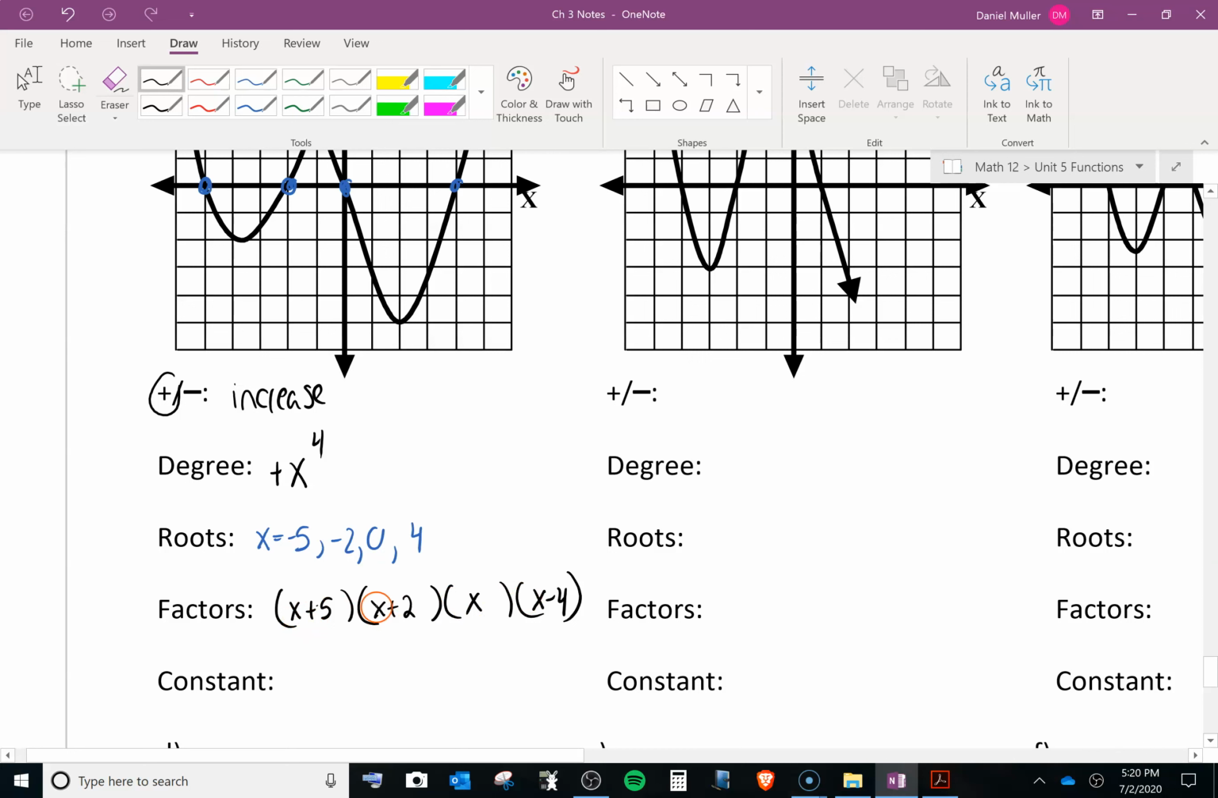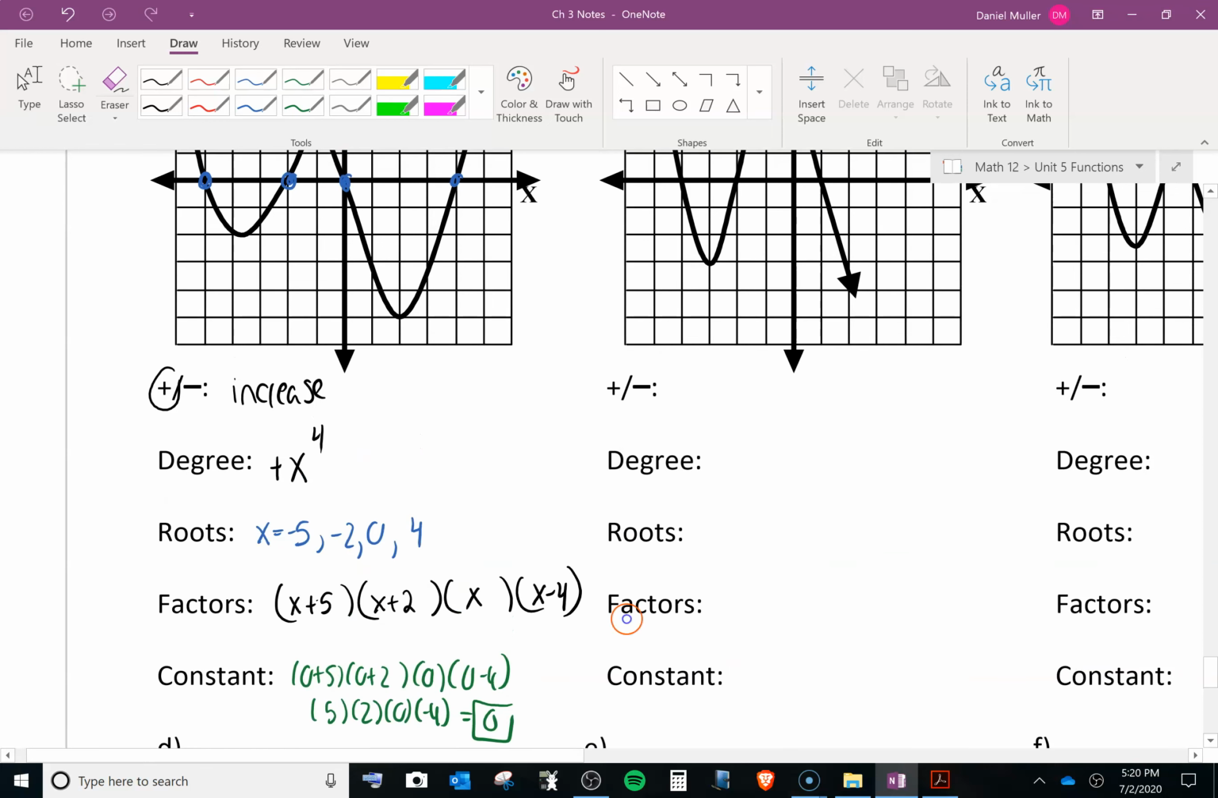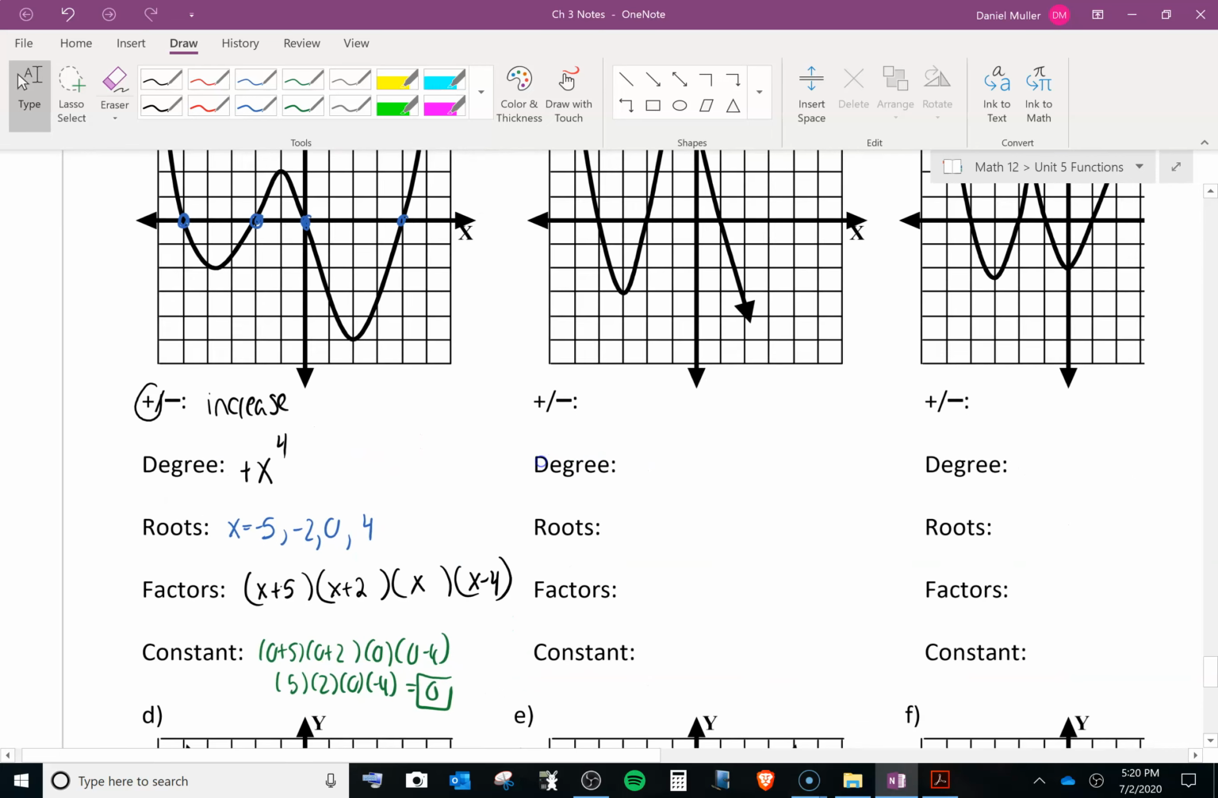So if you make this 0, this 0, this 0, this 0, you would have 0 plus 5, 0 plus 2, 0, and 0 minus 4. You get 5 times 2 times 0 times -4. Well, anything times 0 is 0. And sure enough, I do cross here at 0 when y is 0. So that's all I needed. So there's my factors. I got my constant.